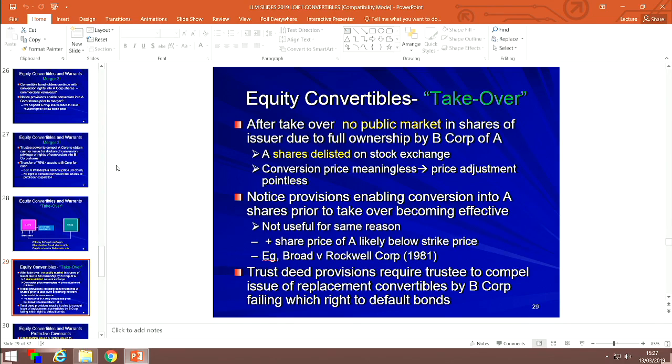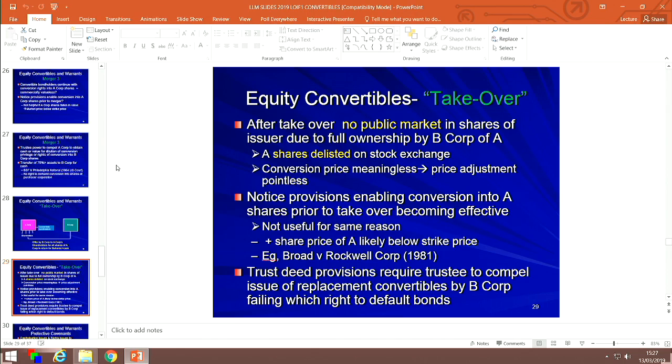Yes, convertible bondholders can be given the right to convert the bonds into shares. But if the share price, as it was in the Rockwell Corporation case, was below the strike price of the convertibles, well, it's a pointless exercise converting. So once again, we are back to our old friend, the trust deed.